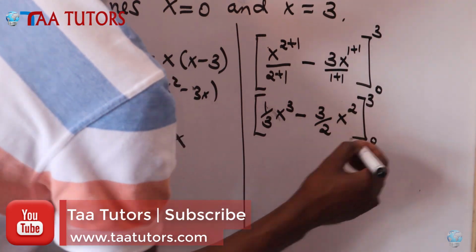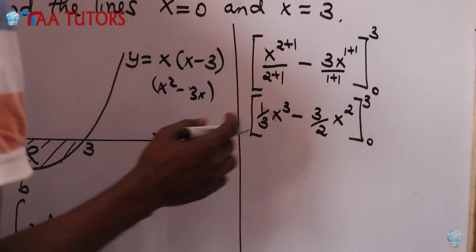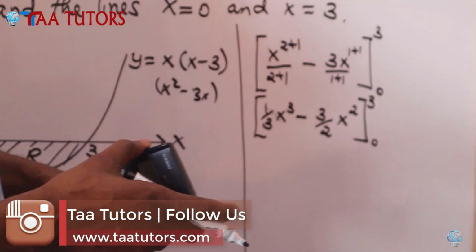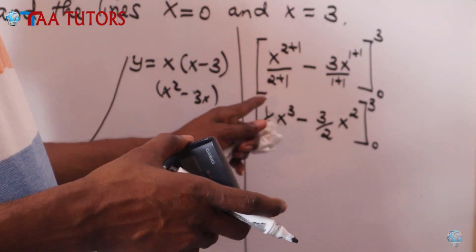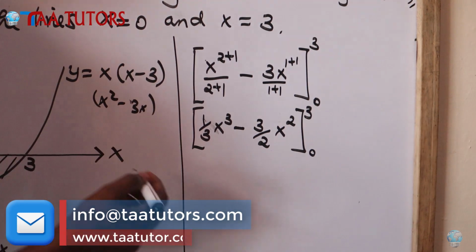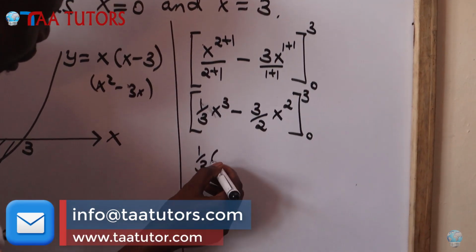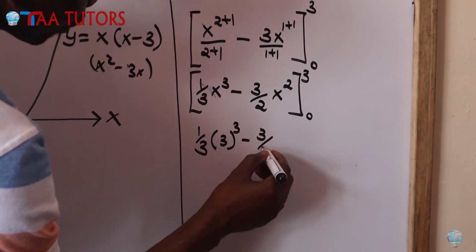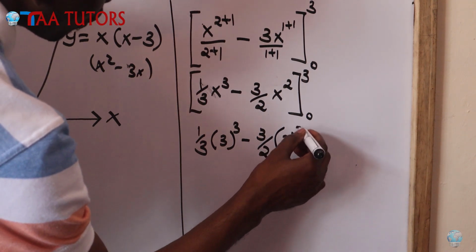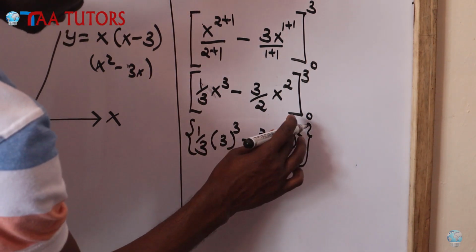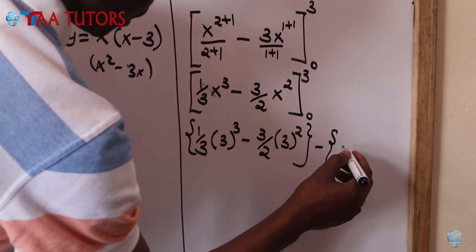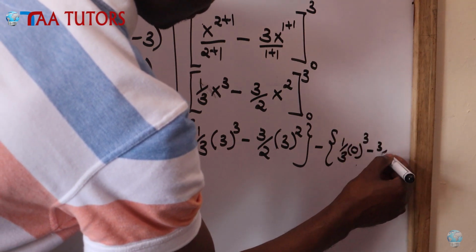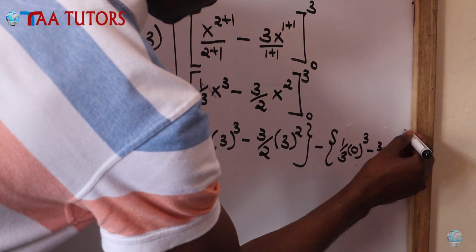The limit is 3, 0. Then the next thing I do is to substitute. I know that when I substitute, the lower limit is 0. So it means I'm going to have, when I substitute, 3 minus 0. Let me just do it and see. This is a third into 3 cubed minus 3 over 2 into 3 squared. Then we subtract a third into 0 cubed minus 3 over 2 into 0 squared.